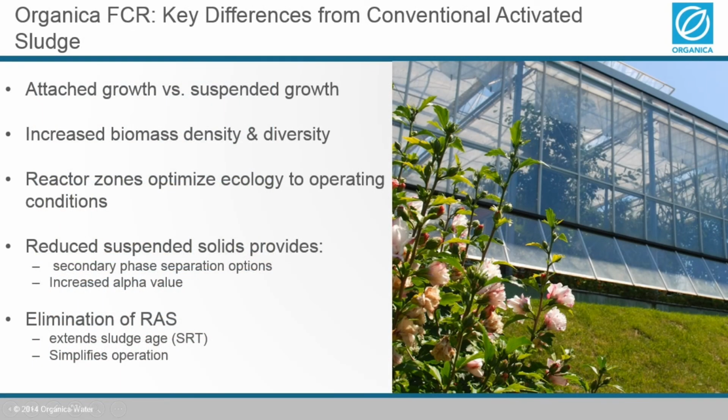If you look at the key differences then, just to summarize, we use attached growth versus suspended growth in the FCR. We increase the biomass density and diversity. We utilize specialized reactor zones to optimize the ecology to the local operating conditions. And the lower suspended solids does two things. One is improving alpha in the reactor, but also allowing the use of filtration disc filters as the secondary phase separation. And then the elimination of the RAS extends the sludge age, which reduces sludge production, but also simplifies operation.